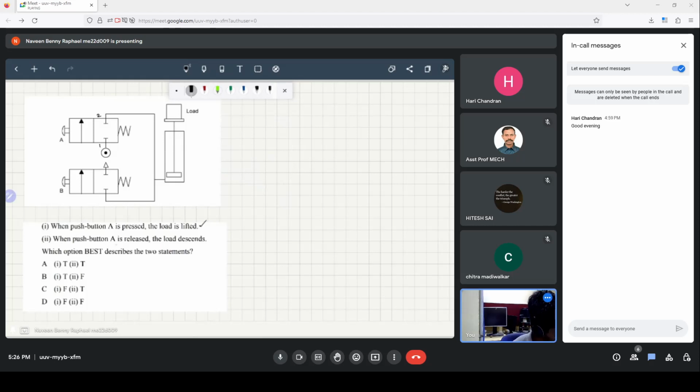When the push button A is released, the load descends. That is not true. The load will only descend if the exhaust is turned on. So we have true and false. True for the first one and false for the second one. And yeah, that means this is the answer.